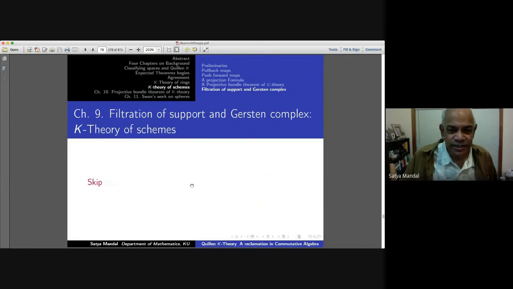Actually, there is filtration by support and the Gersten complex. The Gersten complex is serious mathematics. If you go to the Gersten conjecture, you will be able to define the Chow groups that you have in Fulton as sheaf cohomology of K_n. That's an important theorem. Anyway, I'm skipping that.